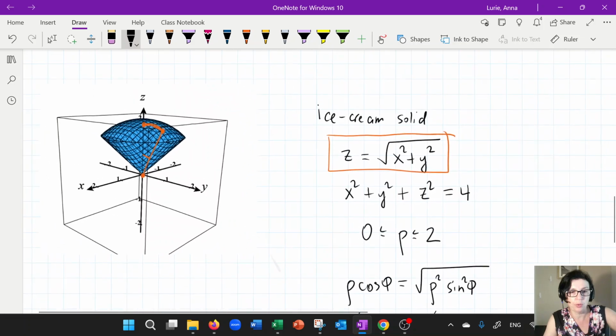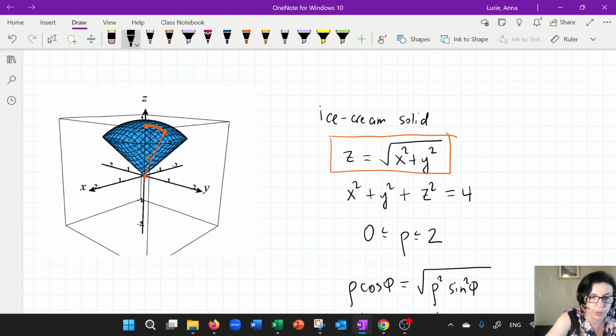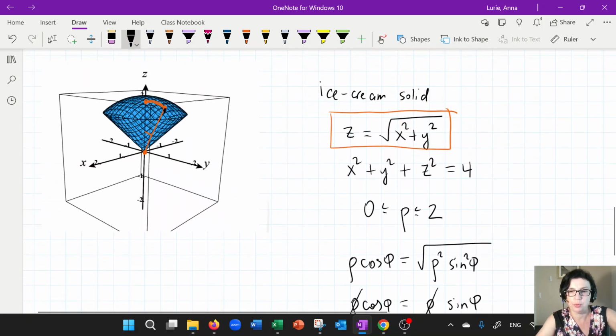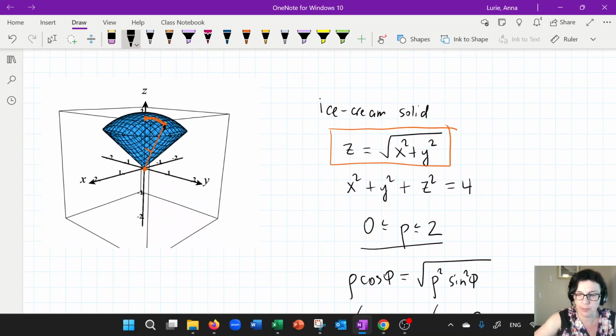So this cone is not going to go all the way to, let's say, pi over 2, whatever, but it's going to stop right here. So this angle, the maximum it's going to go to is pi over 4 for this cone. Okay, so those are the rho limits. So phi limits are going to be 0 to pi over 4 for the cone.